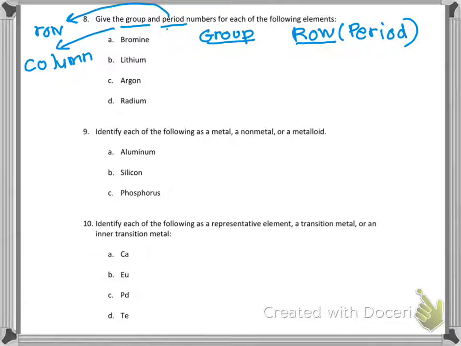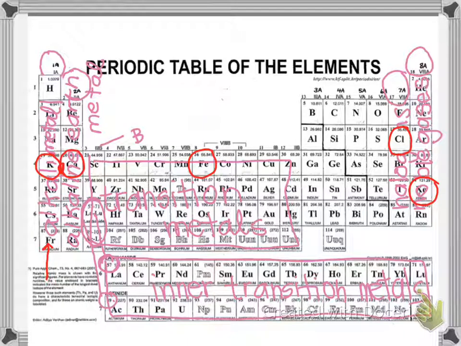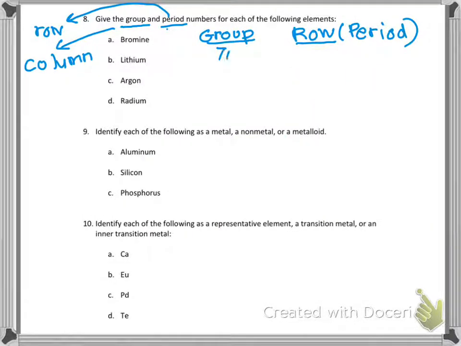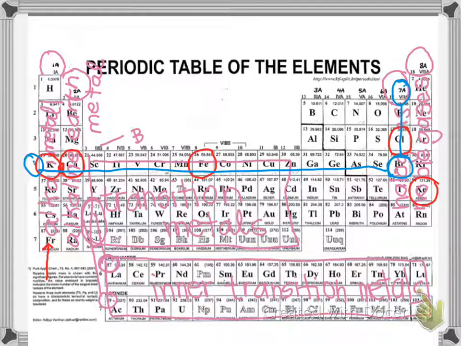Okay, so letter A, bromine. So bromine is right here on the periodic table. So it is in group 7A, period 4. It's a halogen. Lithium. Lithium is right here. So it is in group 1A, period 2.